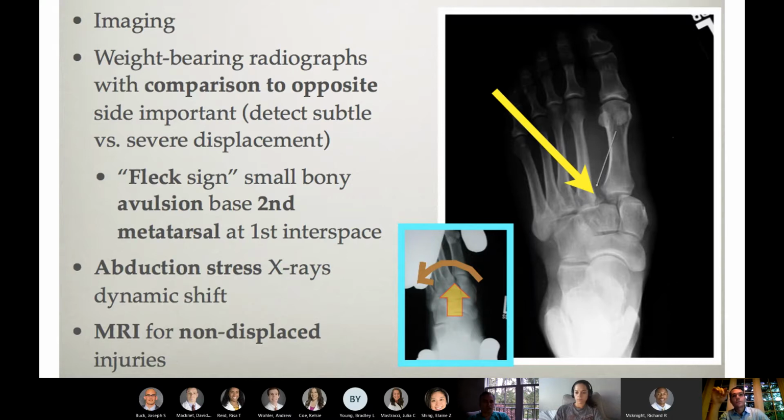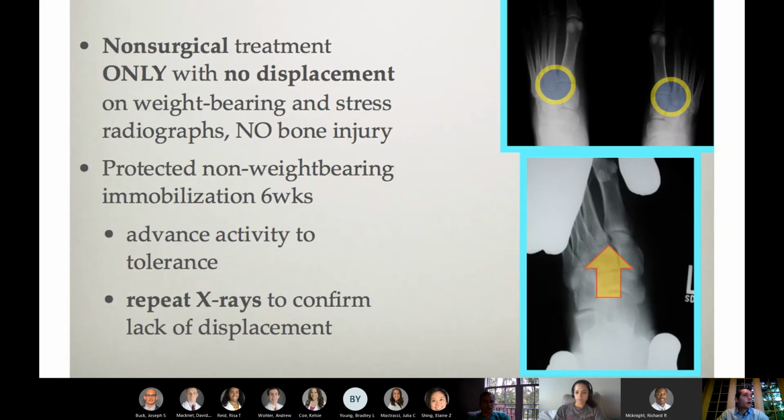Even if on the weight-bearing x-rays there's no displacement, you can get an MRI to look for swelling, edema within the bone and or ligament. It's only non-op when there's no displacement, period. If there is no displacement, if there's minimal displacement, yet there's a fleck fracture, you may be able to manage it non-operatively, but that's pushing it. Standard is to fix these. And if you do manage them non-operatively, you've got to follow them with repeat weight-bearing x-rays to make sure you're not missing something.